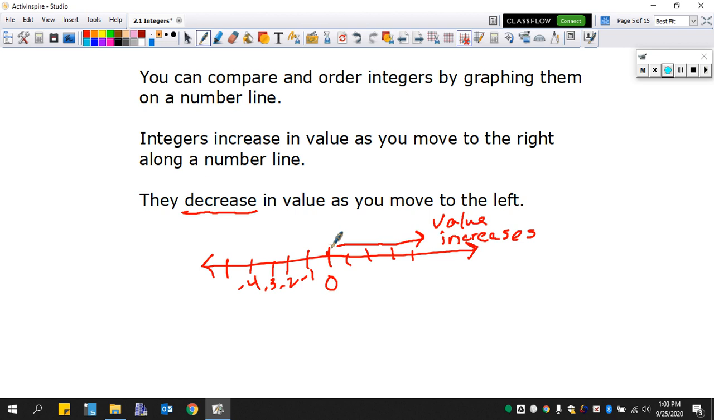If you're talking about money, for example, which would you rather have? Would you rather have a positive $5, or would you rather have a negative $5? Well, obviously you would rather have the positive $5 because that's $5 in your pocket versus a -5, which means that you owe someone $5.